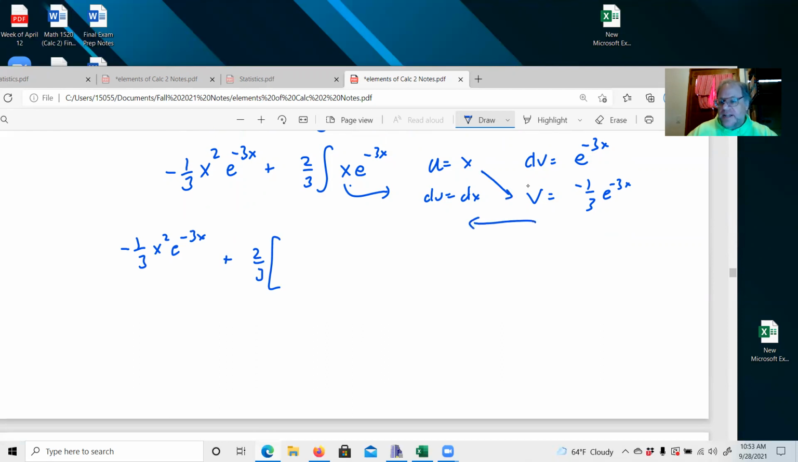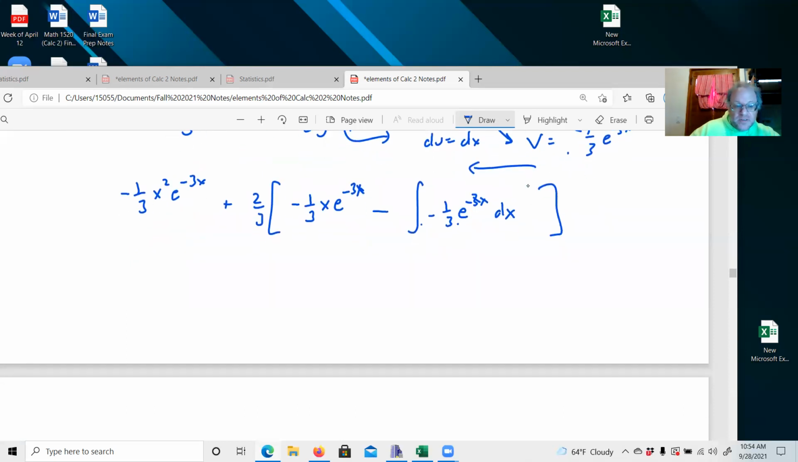uv minus integral of v du. I always try to drop it in like this, kind of a box format, so I don't have to memorize the formula. I just know it's the diagonal and then across. Okay, so it's going to be negative 1/3 x e to the negative 3x. That's this times this, minus the integral of negative 1/3 e to the negative 3x dx. And then we have to integrate this. This one we can do because there's no x's next to it.